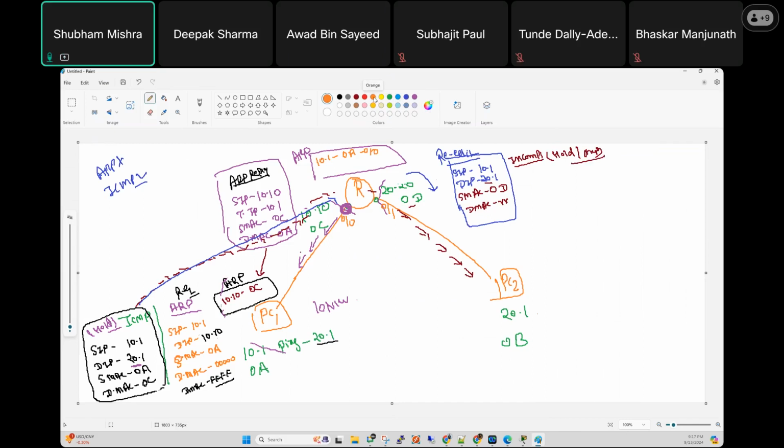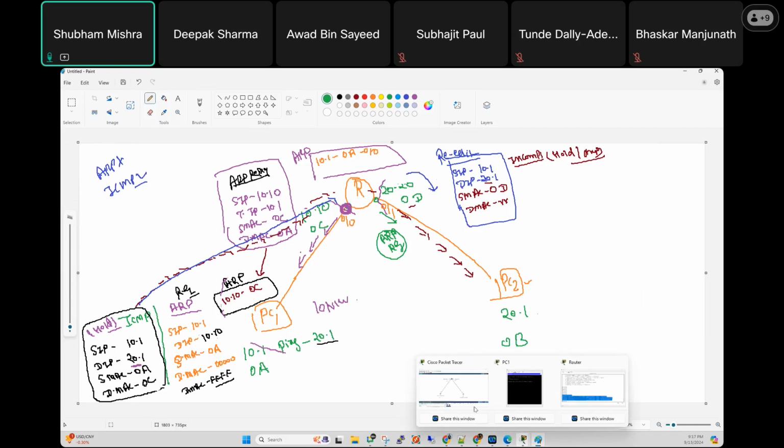Now, what is the responsibility of the router? Router's responsibility is to find out the MAC address of PC number 2. But how? Again, which packet will the router generate, guys? Yeah, ARP request packet. The router will generate the ARP request packet for PC number 2. Clear?